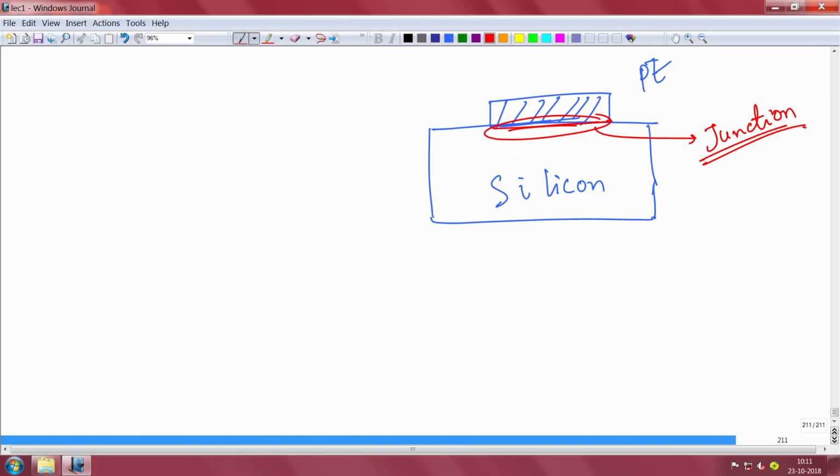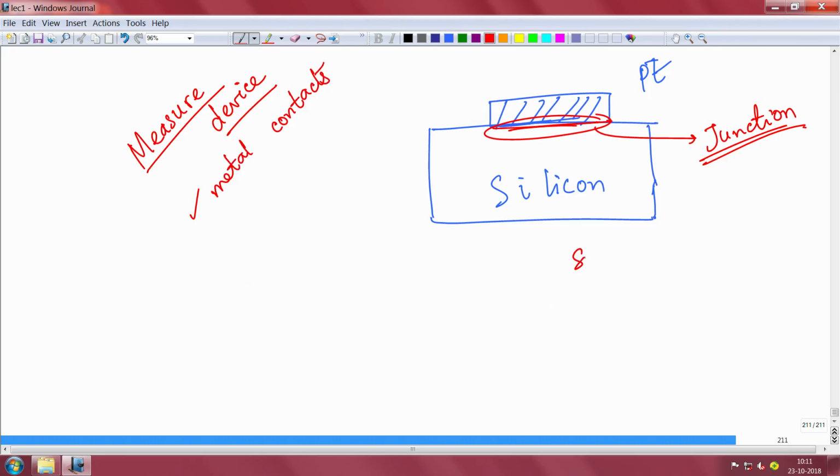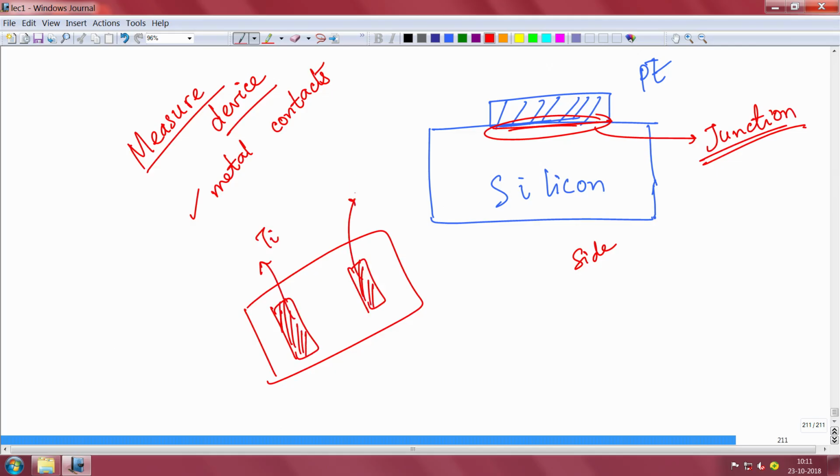Because whenever you want to measure any device, it can be an electrical device like a transistor or power amplifier, it can be an LED, a solar cell, anything, you need to put metal contacts. Suppose this is the side view. From the top view it might look like this: this is silicon, this is one metal stack, say titanium, and this is another metal, say titanium.